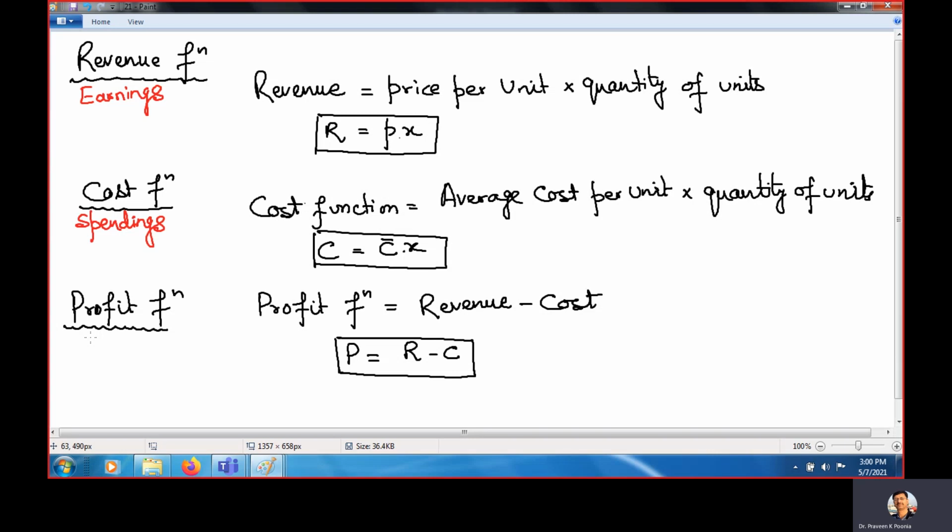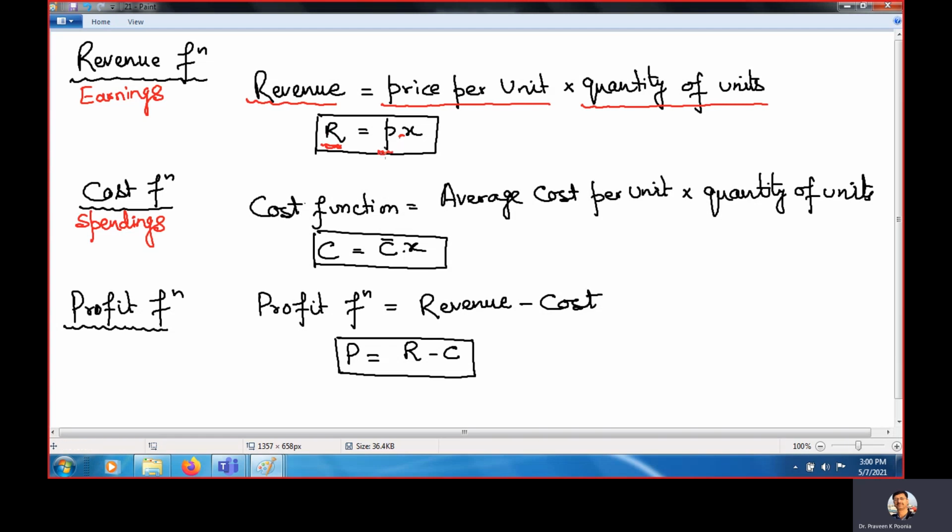Clear? And this is the profit. So there are three things: revenue, cost, and profit. What do you mean by revenue? If you want to calculate total revenue, how much is the price of one unit? Say we are making mobile phones in our company: what is the price of one mobile phone, and how many mobile phones are we manufacturing? That total amount will be the revenue. So revenue is equal to price per unit into the number of units, the quantity of units, that is x. So this is called a revenue function.